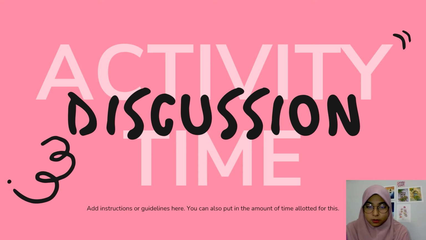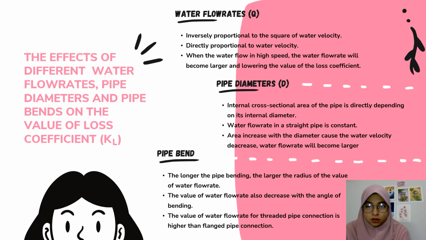My name is Nurul Nadra binti Zulkhairi and I will present the discussion. The first part of this discussion will be talking about the effect of different water flow rates, pipe diameters, and pipe bends on the value of loss coefficient. So the first one is water flow rate. Water flow rate is directly proportional to the water velocity. When the water flows at high speed, the water flow rate will become larger, lowering the value of the loss coefficient.